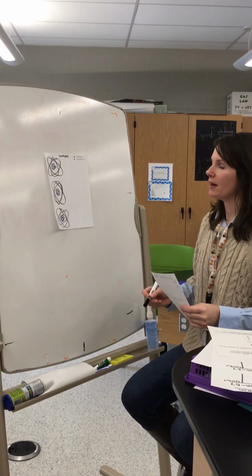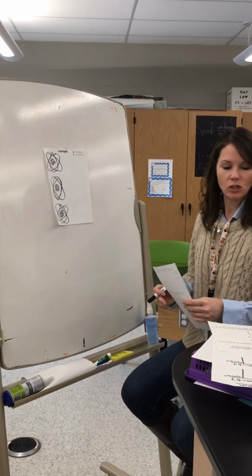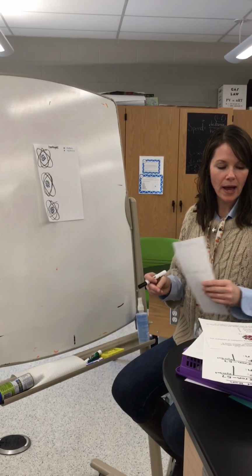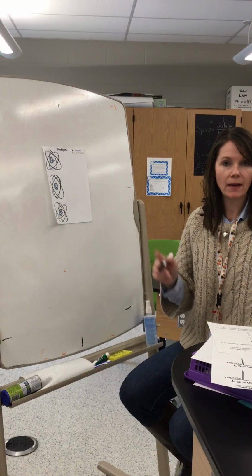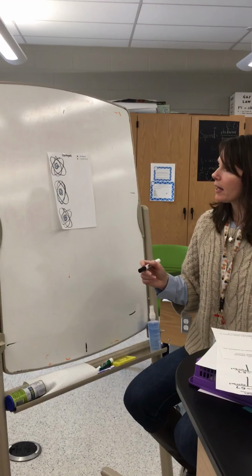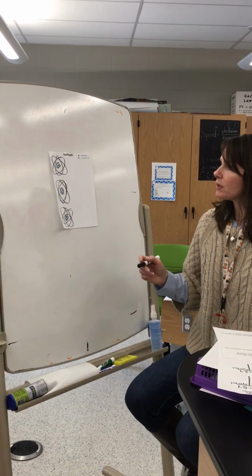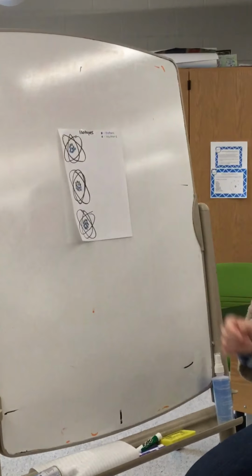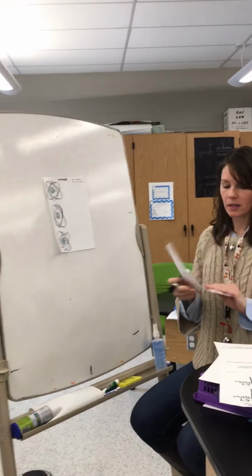Okay, we're going to talk about isotopes. Isotopes, if you recall, are atoms of the same element, and they have a different number of neutrons. And we're going to see certain things are the same about the isotopes. But just remember, isotopes are the same element, different number of neutrons. Let's take a look at these.